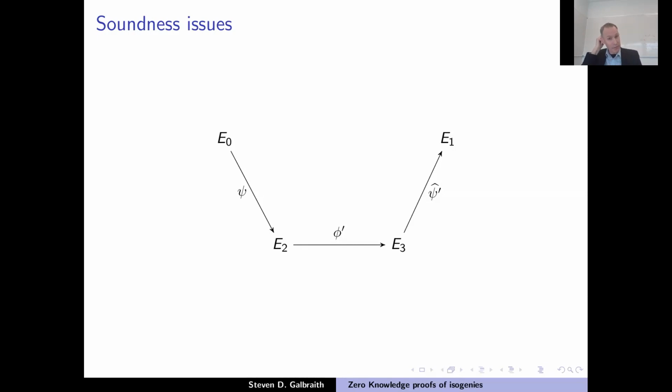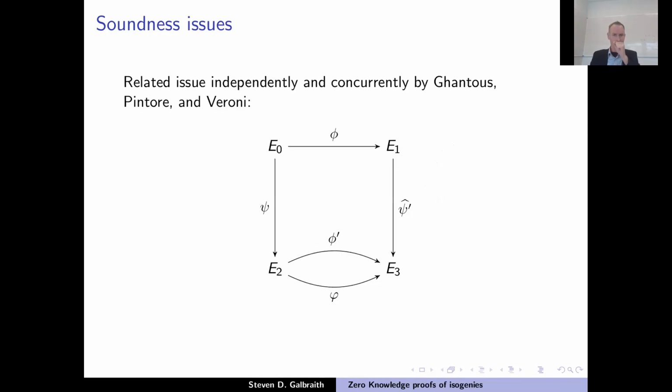So this is a counterexample to showing the existence of an extractor that would reveal an isogeny between E0 and E1 of the correct degree 2 to the n. Of course, there's an extractor that reveals an isogeny, but it's not preserving the degree. We noticed that a couple of years ago, and then there's also a paper by Gantos, Pintori, and Veroni, which has a similar problem with the extractor.